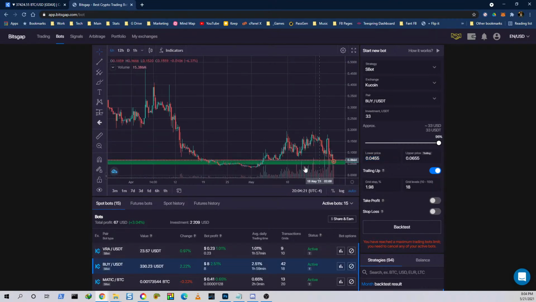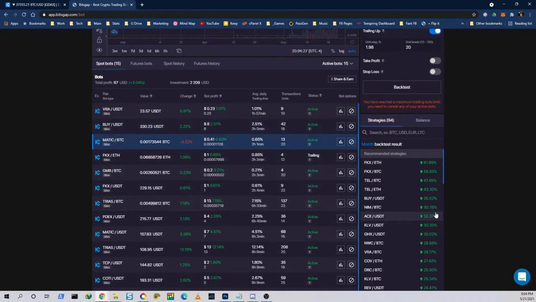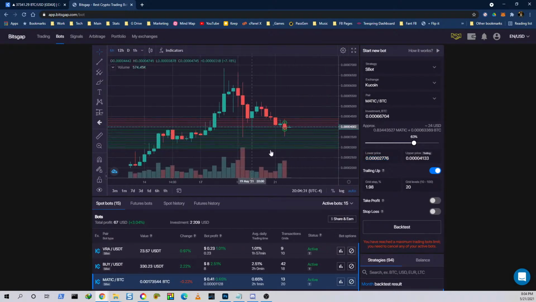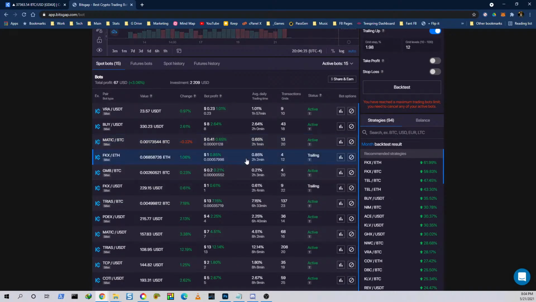At a bottom, see, I bought here at a bottom. Look at all the upside I got. Matic, right? This one went up here. My bot's trading down here. Good thing. See, this is exactly why I'm doing the other things that I'm doing.